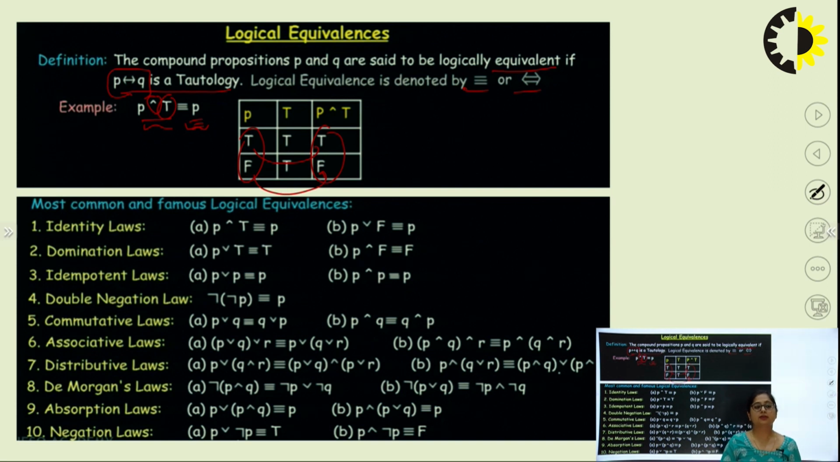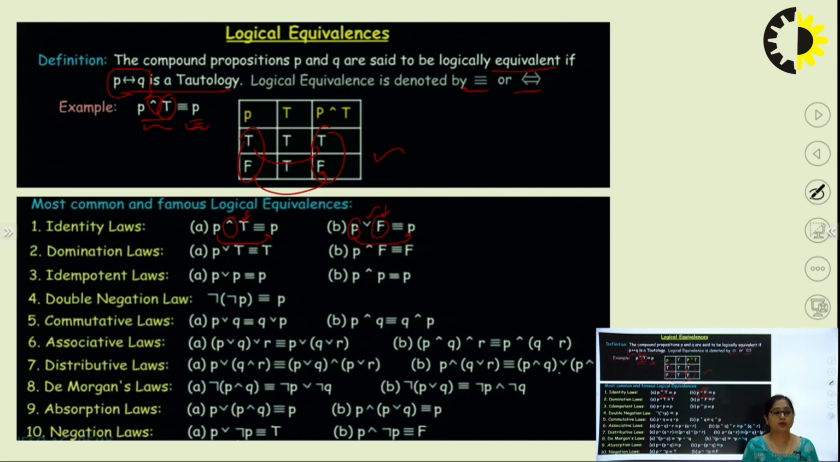So let's discuss. The first is the identity law. That means if you are doing the conjunction with true, whatever the value of P, the result will be that. And whenever you are doing the disjunction with false, whatever the value of P, the result is always P. Here false doesn't affect the value of P, and here true doesn't affect the value of P. So these two statements are logically equivalent.